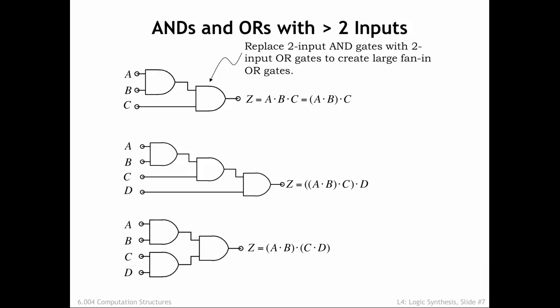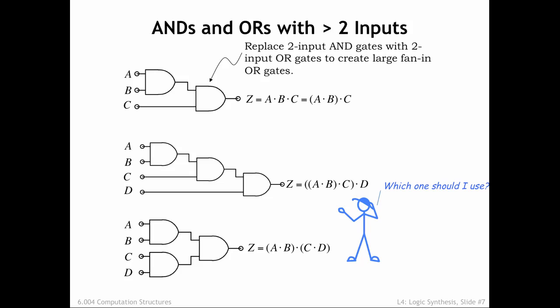We can also associate the 4 inputs a different way, computing A and B in parallel with C and D, then combining those 2 results using a 3rd AND gate. Using this approach, we're building a tree of AND gates. Which approach is best, chains or trees? First, we have to decide what we mean by best.